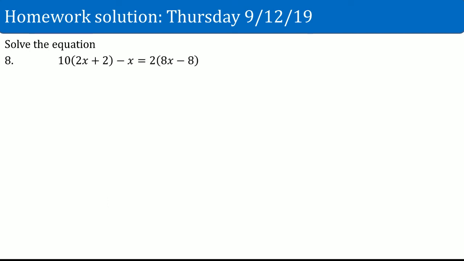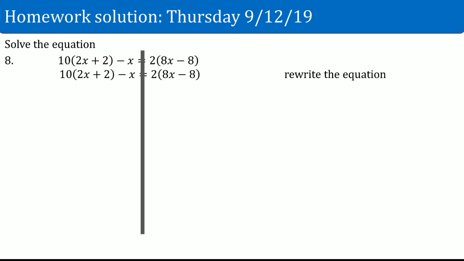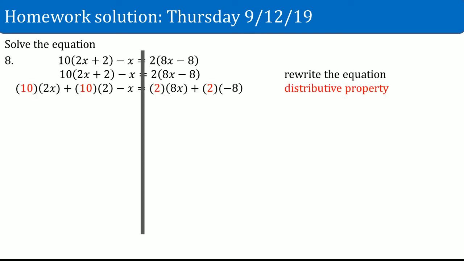Okay, 8 in 10 parentheses 2x plus 2, close the parentheses, minus x equals to 2 parentheses 8x minus 8, close the parentheses. First thing is always to rewrite the equation, then draw the line straight down to separate the left and the right. We see some parentheses, so we're going to distribute to cancel them out. 10 times 2x is the first one. 10 times 2, that's the second one. Bring down the minus x, nothing happened to it. 2 times 8x, and 2 times 8 right there.